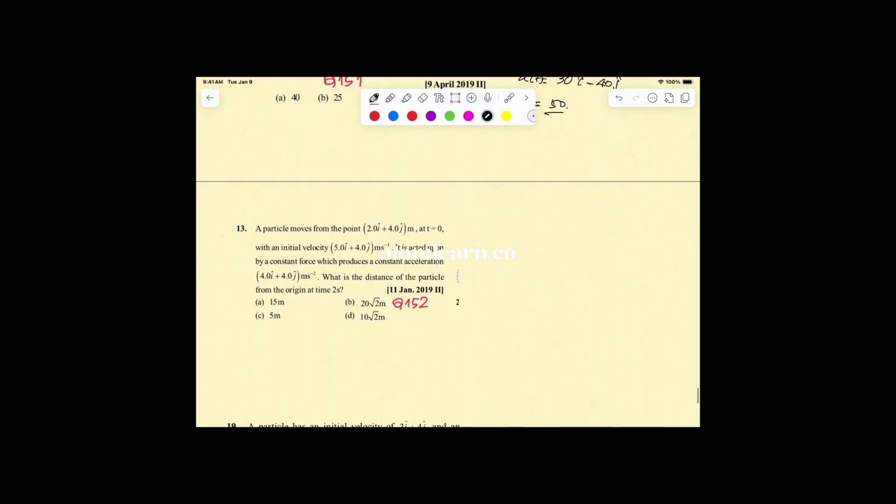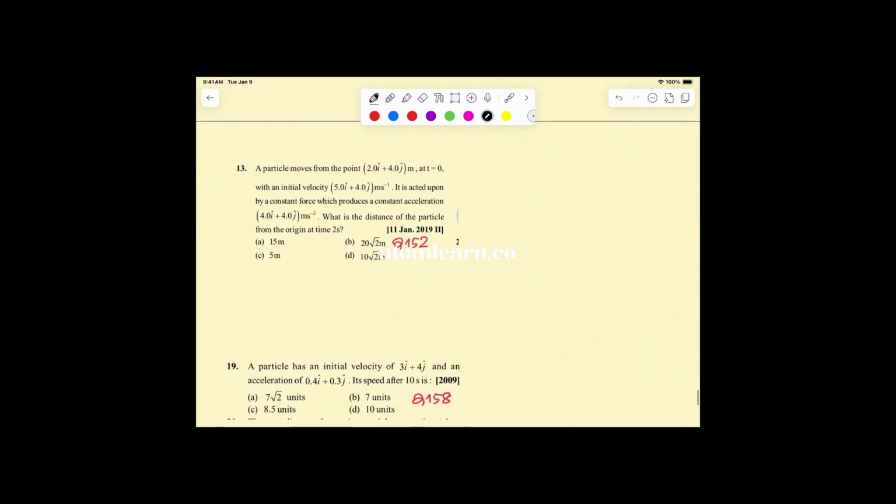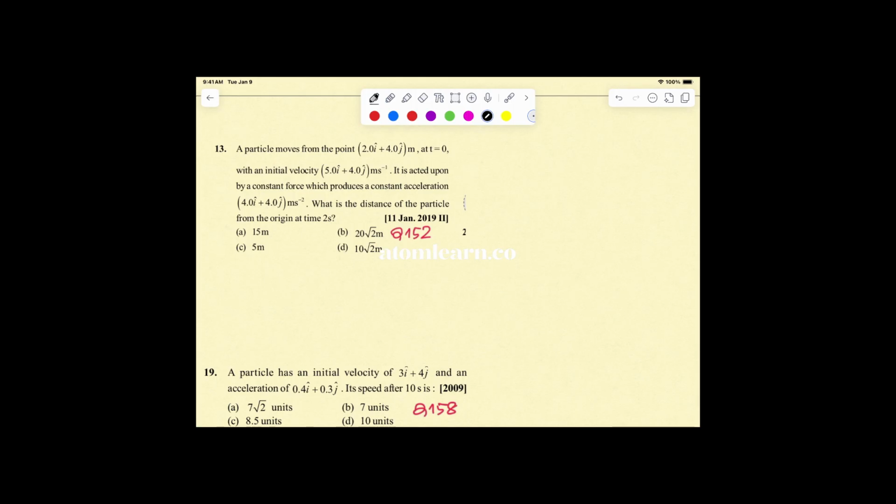Next question. A particle moves from the point 2, 4 at time t equals 0 with the initial velocity of 5 i cap plus 4 j cap, acted upon by a constant force which produces a constant acceleration 4 i cap plus 4 j cap. What is the distance of the particle from the origin at time t equal to 2 seconds?